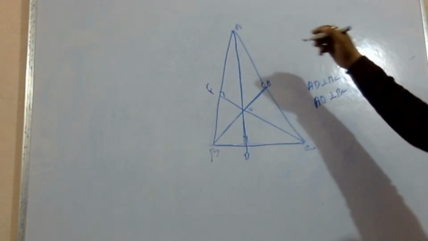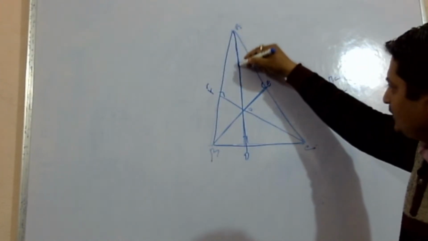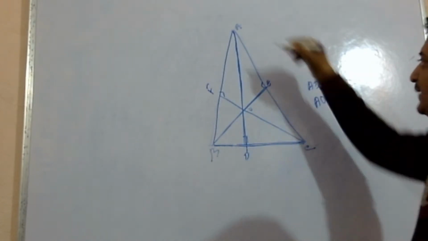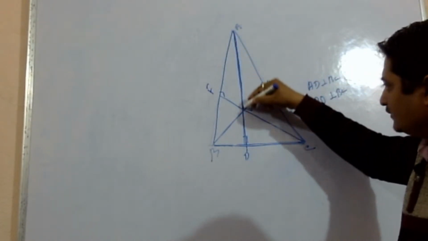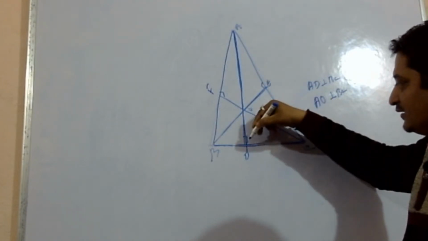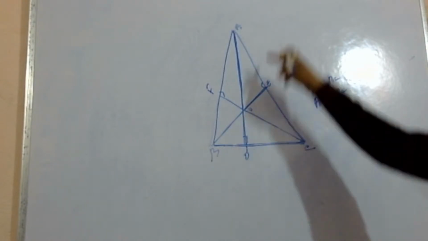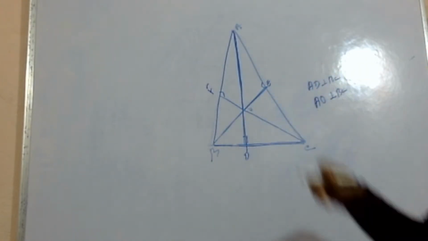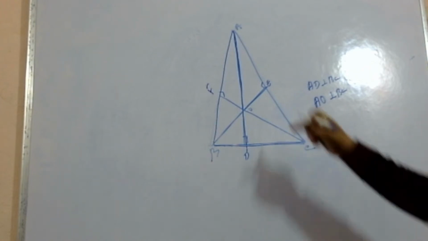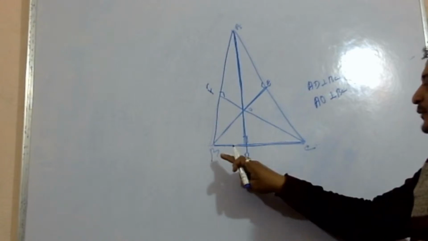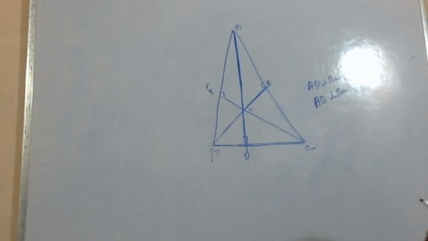Listen, if AD is perpendicular to BC, and I take the line AO and extend it up to D, then it will be perpendicular to BC. Is that clear?